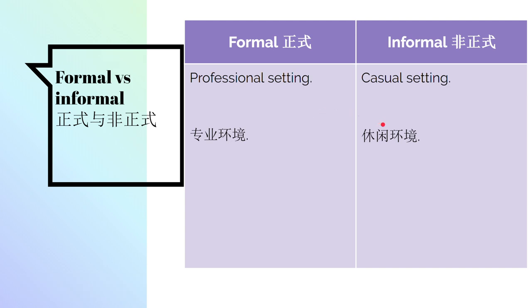So the next one is informal. Informal calls are in a casual setting. Casual meaning you can just talk anyhow. Like how I'm talking to you now is more informal. But formal calls are in a professional setting. So you may not be able to talk as freely as you wish. You need to have a certain tone to your voice, and the way you convey information is also different. Okay?